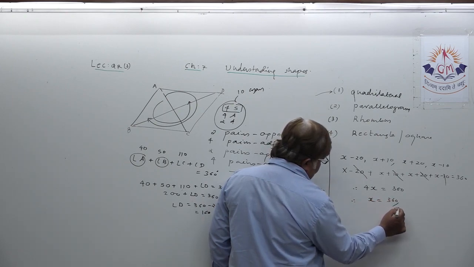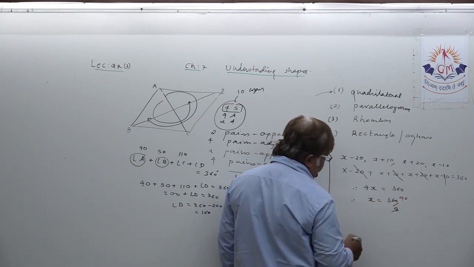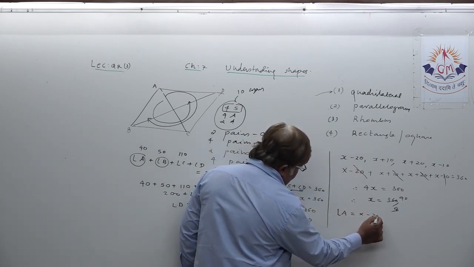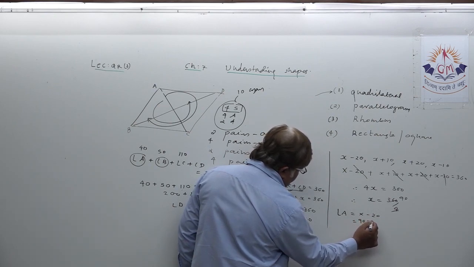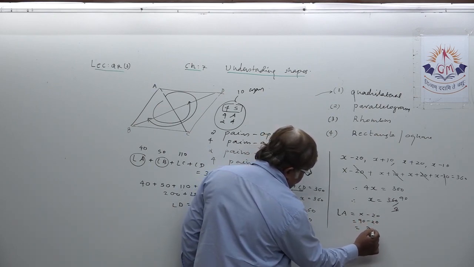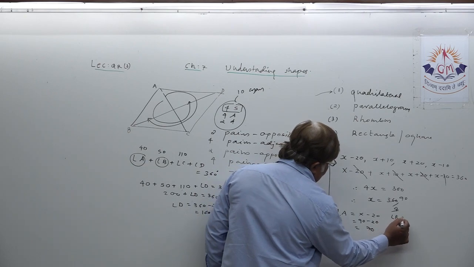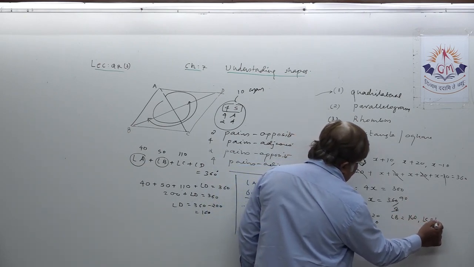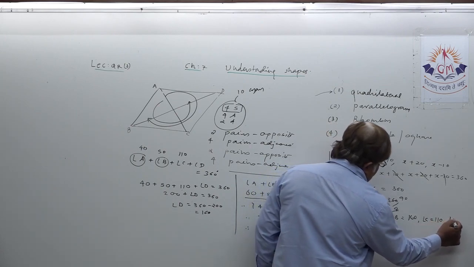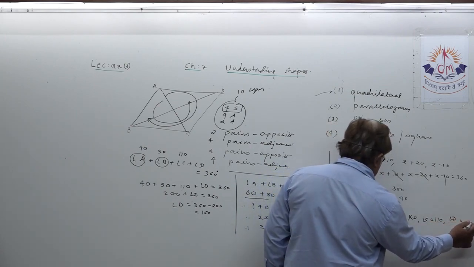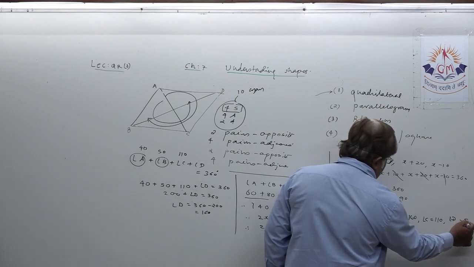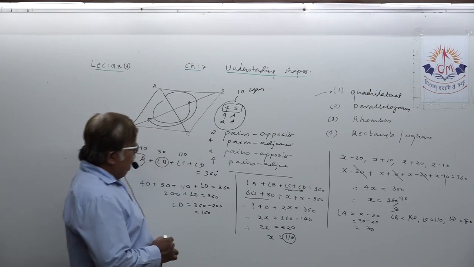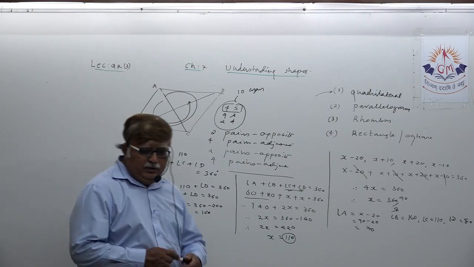X equals 360 upon 4, that is 90. Substitute a equal to x minus 20, 90 minus 20, 70. This way you will get all angles. B you will get 100, C you will get 110, and D you will definitely get, understand, 80. So this way also an example regarding quadrilateral can appear in the exam.